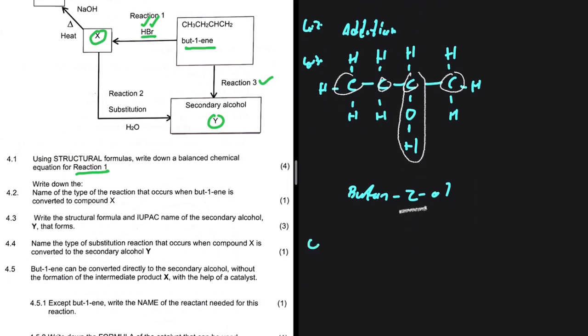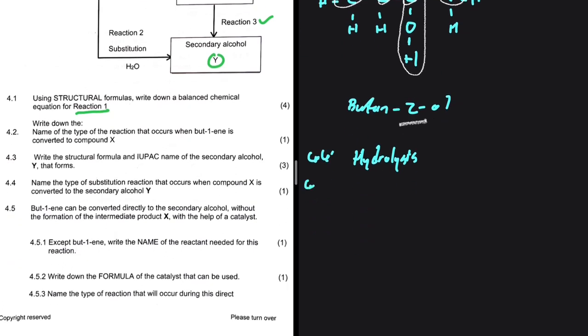Let's do 4.4. Name the type of substitution reaction that occurs when compound X is converted to the secondary alcohol Y. So there is only one substitution reaction that can give you an alcohol. It is hydrolysis. There is no other substitution reaction that leads to the formation of an alcohol. So without thinking very hard, we know that the answer is hydrolysis there. If your alcohol is formed through a substitution reaction, it is hydrolysis. If it is formed through an addition reaction, it is hydration. Yes.